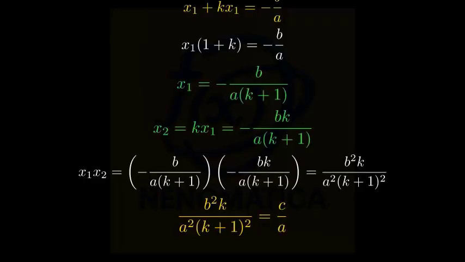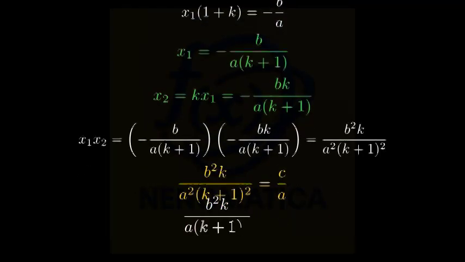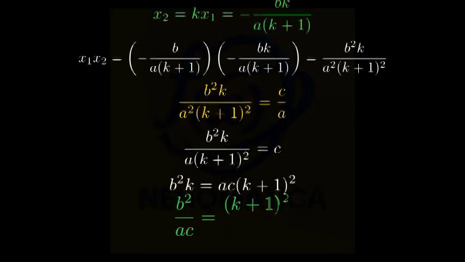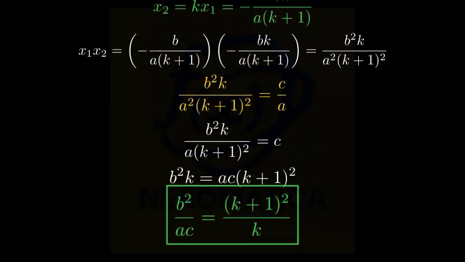Now use the product relation x1 times x2 equals c over a and plug the two expressions in. Multiply both sides by a to get b squared k over a times the quantity k plus 1 squared equals c. Then multiply both sides by a and by k. And finally divide by ac to isolate b squared over ac. This yields b squared over ac equals the quantity k plus 1 squared over k.